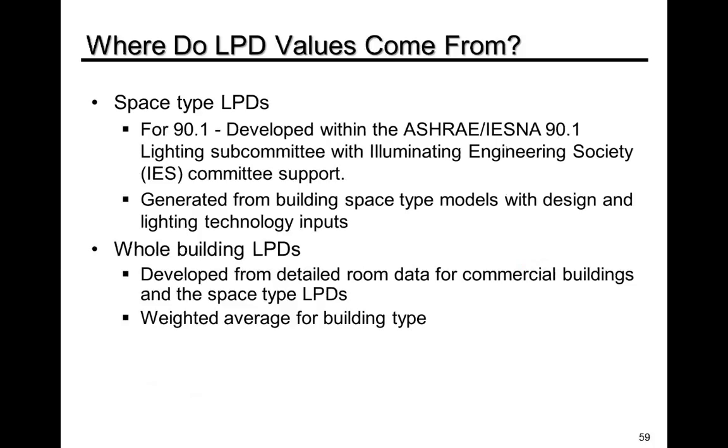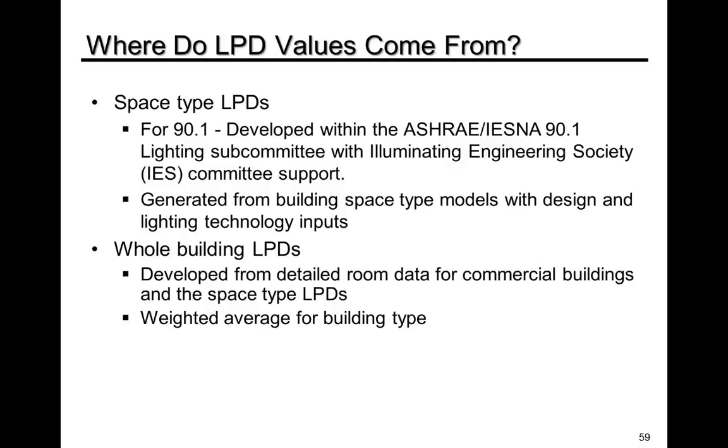Now you might ask, well, building area reduced only by 12%, the space by space by 26, but the reality is that the building numbers are a mix of space types, and so they won't necessarily follow what the average is for individual spaces. So a couple of slides here on some background of the LPD values. That always seems to be a question. Where do these come from?